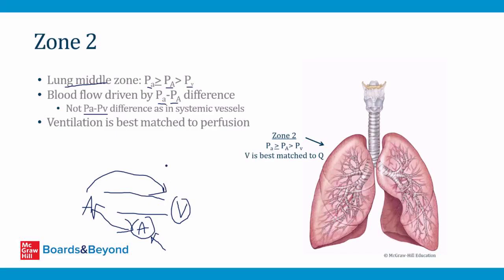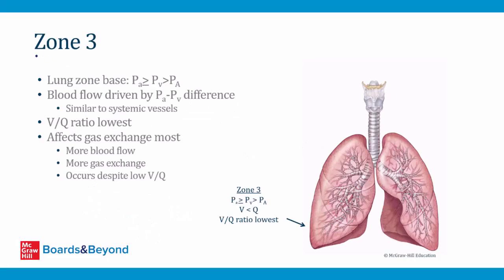And then having said all that, zone 2 is where ventilation is best matched to perfusion. This is where you have a VQ ratio very close to 0.8, the average for the lungs as a whole. And then finally, zone 3 represents the base of the lungs, and this is the portion of the lungs where all the vascular pressures are greater than the alveolar pressure.